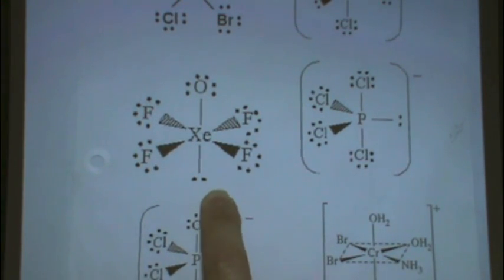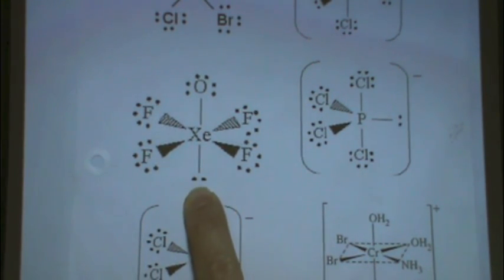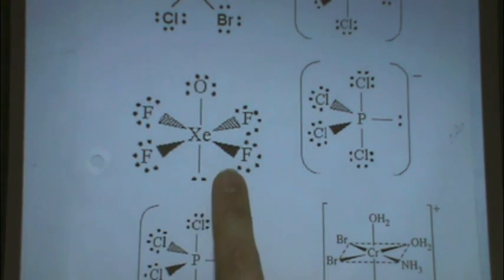This is an octahedral here, but one is a lone pair, so it is called what? Yeah, the molecular geometry is square pyramidal. What's the bond angles, by the way?